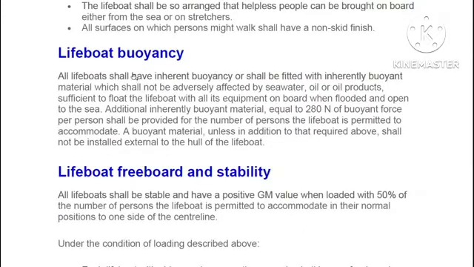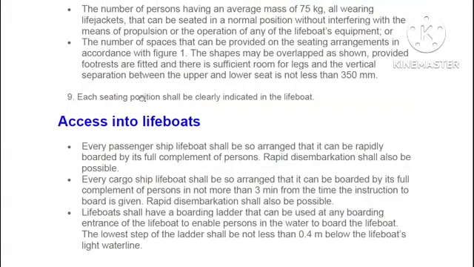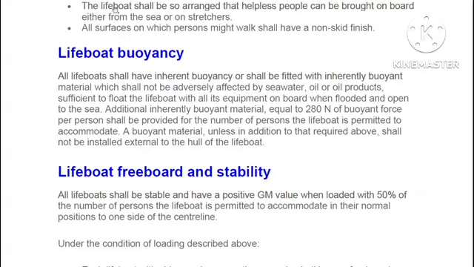Now we go on to lifeboat buoyancy. Again, these 2 points are left. The lifeboat shall be so arranged that helpless people can be brought on board either from the sea or on stretchers. All surfaces on which persons might walk shall have a non-skid finish. Lifeboat buoyancy. So what has to be the buoyancy? A lifeboat shall have inherent buoyancy.